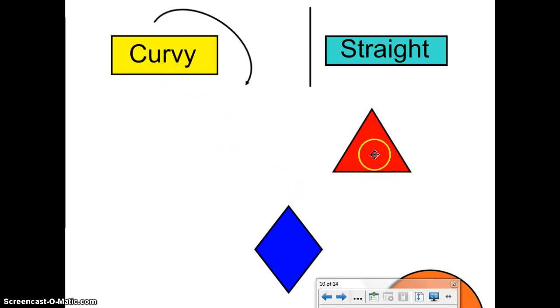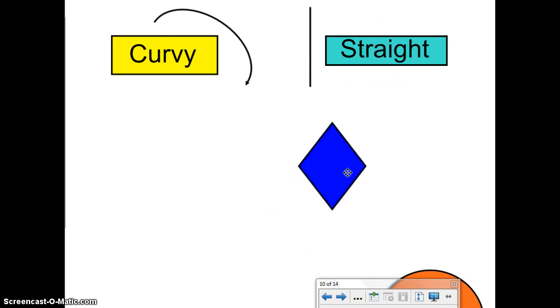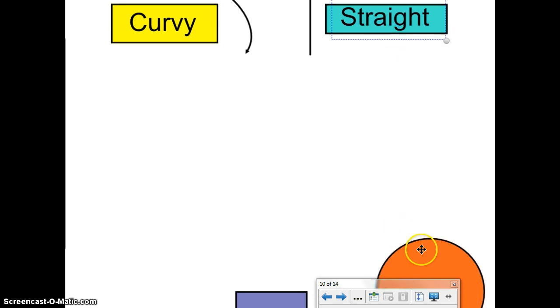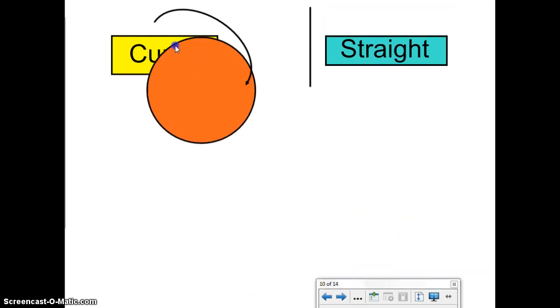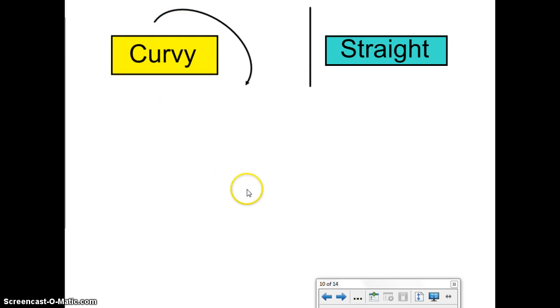So let's say I think this triangle has curvy sides. I'll put it on the curvy, and it will reject it because that is wrong. So this belongs in the straight category, and it will disappear. Straight and disappear. And let's see, this circle has curvy sides, and it disappears.